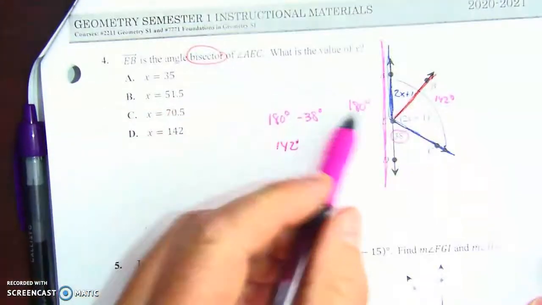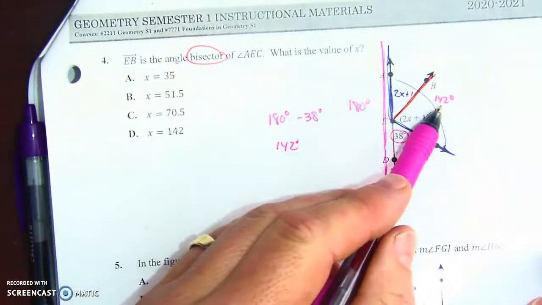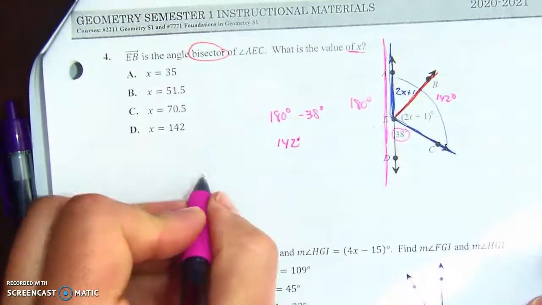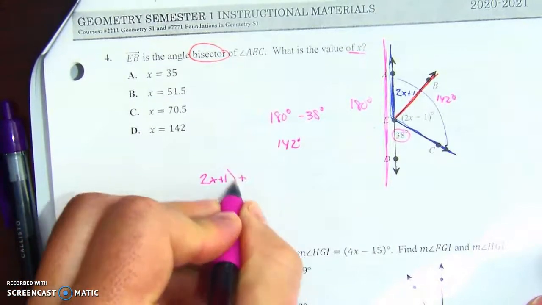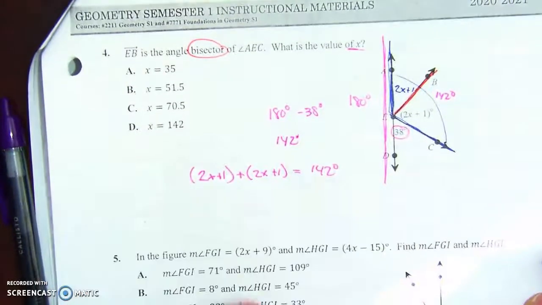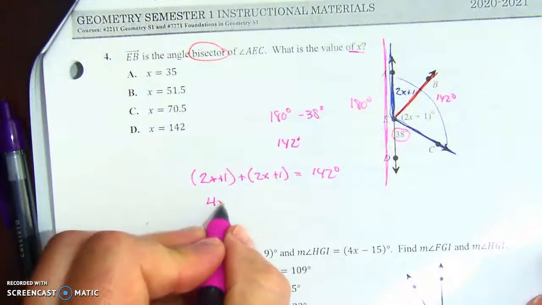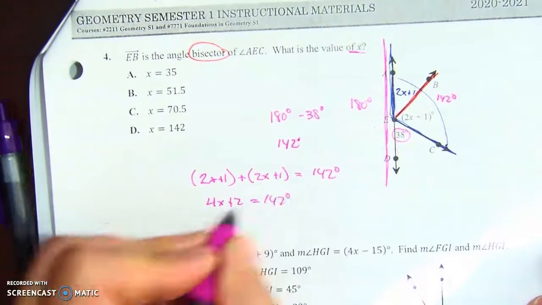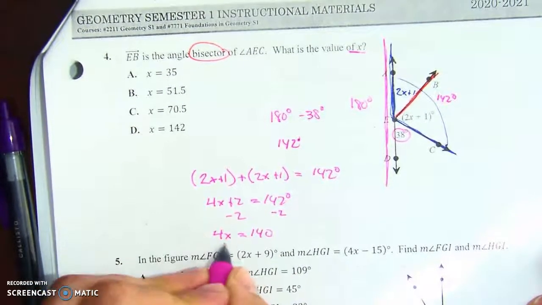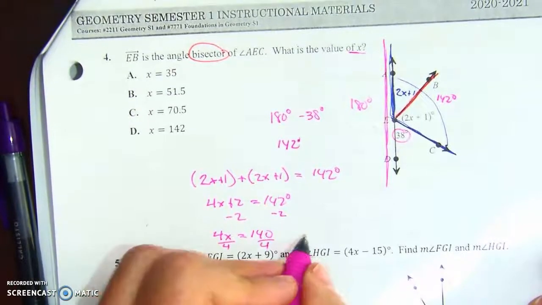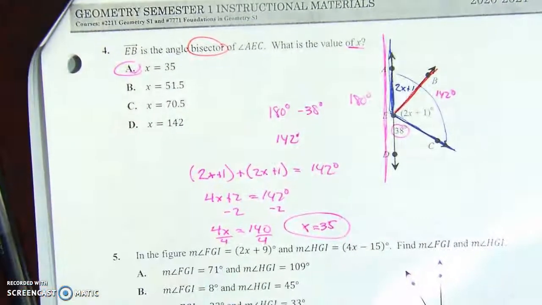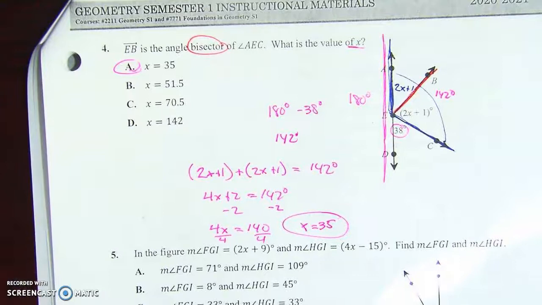So what I'm going to do now is, because we know both of these together equal 142 degrees, we can add these up because we've got to solve for x. So we're going to go 2x plus 1, I'll put in parentheses just for the sake of it, and plus 1 equals a total of 142 degrees. Now combine like terms, we get 4x plus 2 equals 142 degrees. We subtract 2 from both sides, gives me 4x equals 140. Divide both sides by 4. That gives us x equals 35 degrees. Okay, so our answer for this one would be A. Okay? All right, questions on that one.